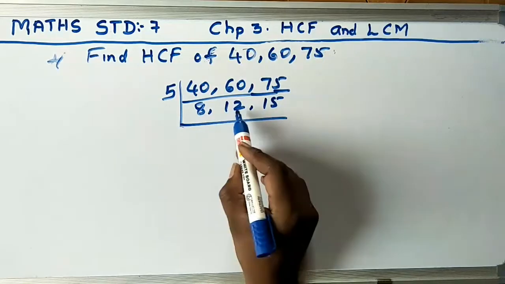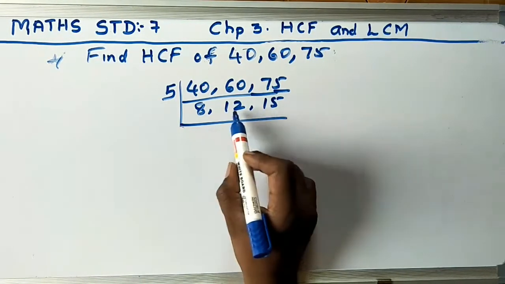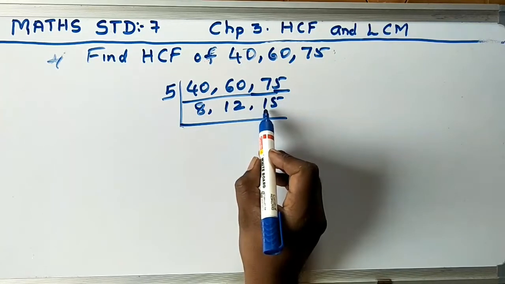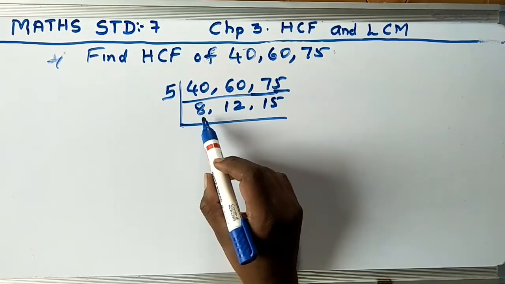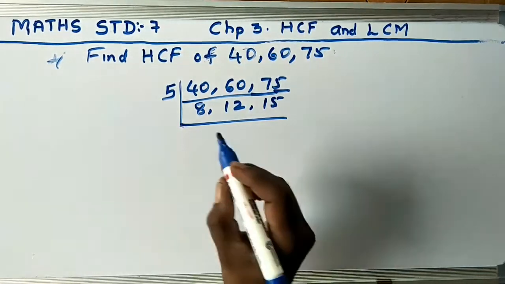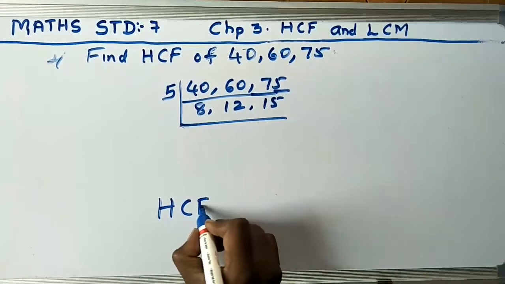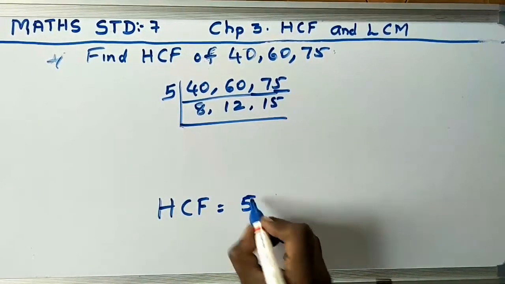8 goes in the 2 table, 12 goes in the 2 table, but 15 doesn't go in the 2 table. 12 and 15 go in the 3 table, but 8 doesn't go in the 3 table. So your HCF is 5.